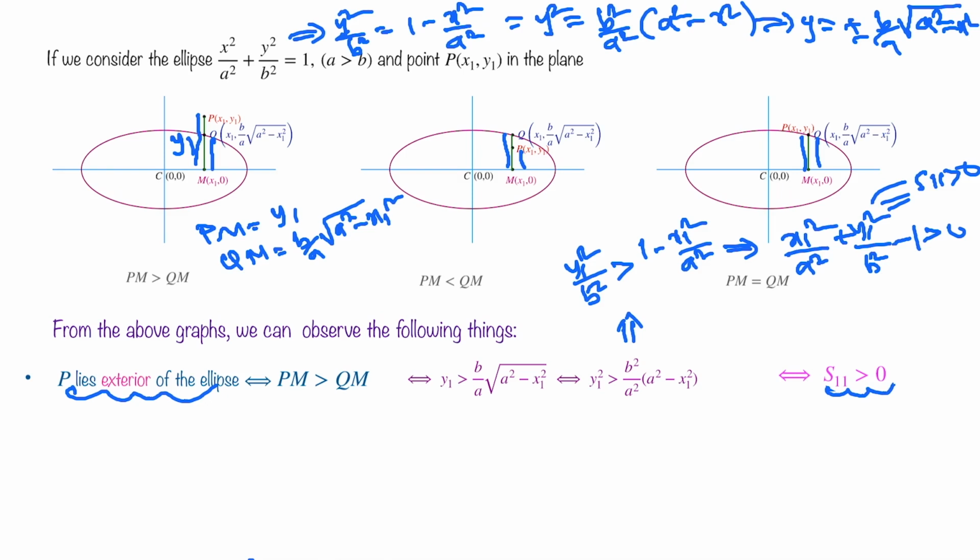Just like the way we used to check for the circle and parabola. So simply you have to look at S11. If it is positive, then P lies exterior to the ellipse.